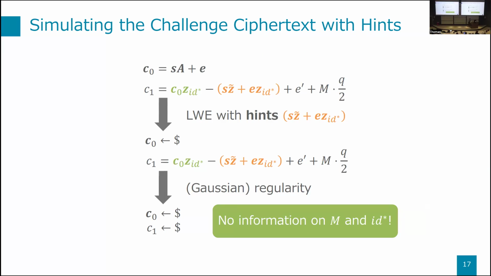We simulate the challenge ciphertext by using LWE with hints. So by using LWE with hints, we can randomize the C0. Then by using the Gaussian regularity lemma, we can randomize also C1.